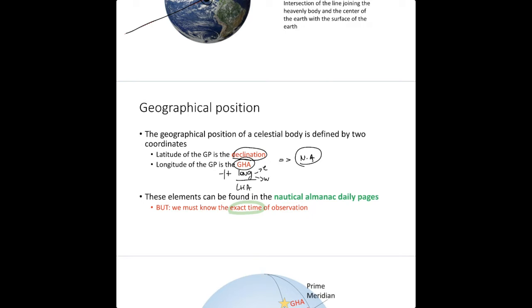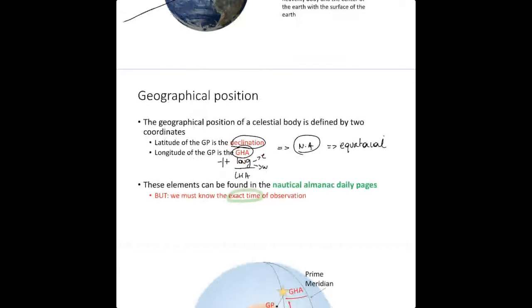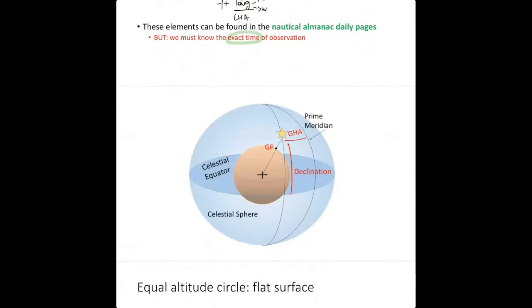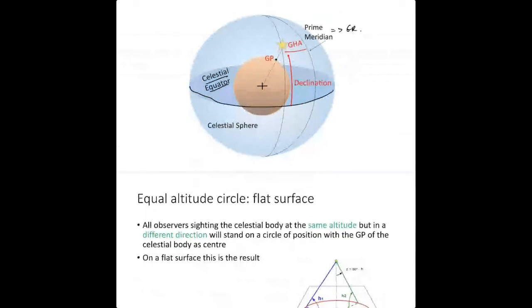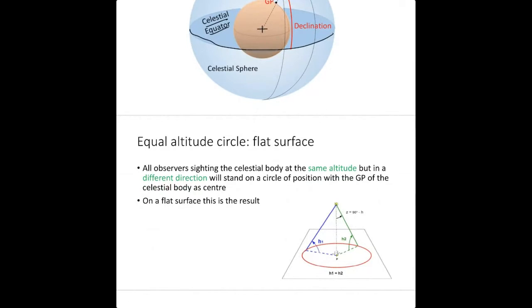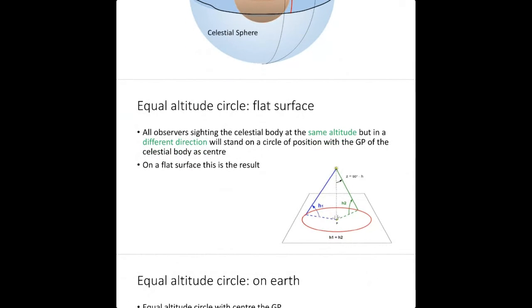Otherwise, you don't know where to find, or at what time to find, the equatorial coordinates, because you know that these are the equatorial coordinates. Okay, otherwise you don't know at what time to find the equatorial coordinates of your celestial body in the nautical almanac. Okay, so here once again, declination is the elevation above the celestial equator. This is the celestial equator, and your GHA is the hour angle starting from the prime meridian, which is the Greenwich meridian.